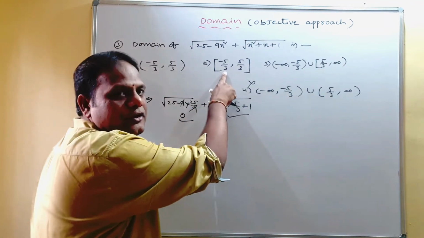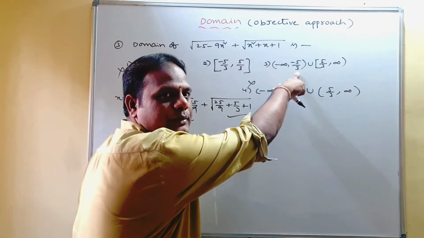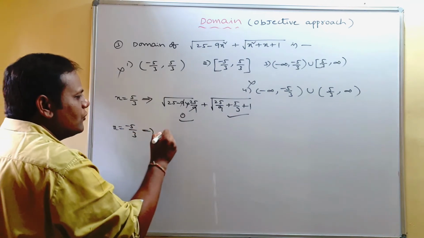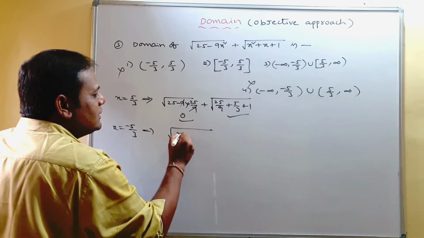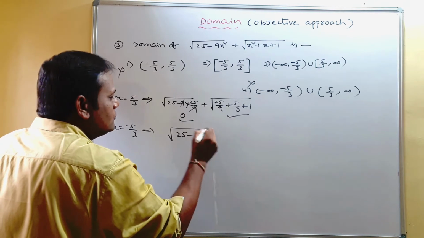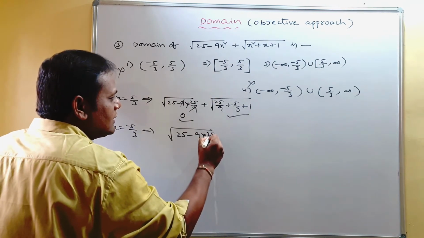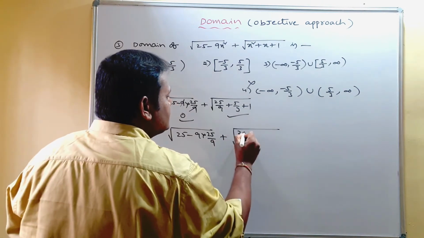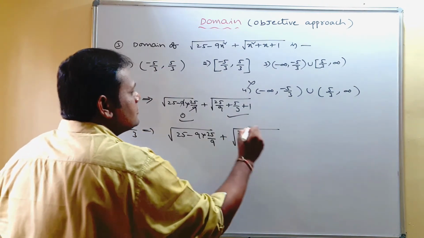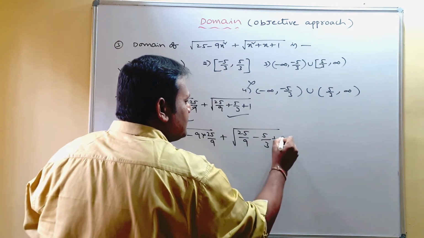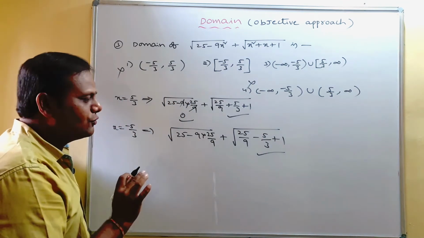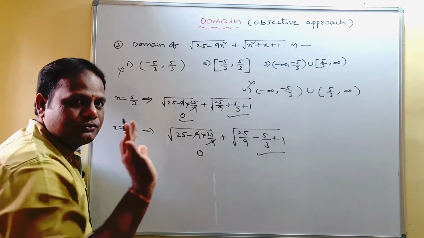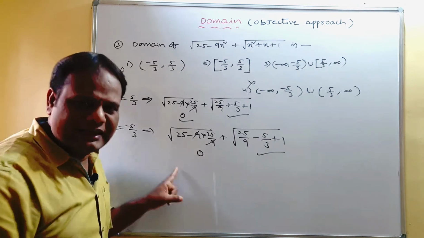Here we have minus 5 by 3. Here we don't have minus 5 by 3. You put x equal to minus 5 by 3. What happens, you see, for this? It is 25 minus 9 into (minus 5 by 3) whole square, that is plus 25 by 9, plus root over 25 by 9 minus 5 by 3 plus 1. Yes, it is positive, so no doubt at all. The 9 gets cancelled. Again it is what? 0 plus positive, not a problem. Defined or not? Yes, it is defined.